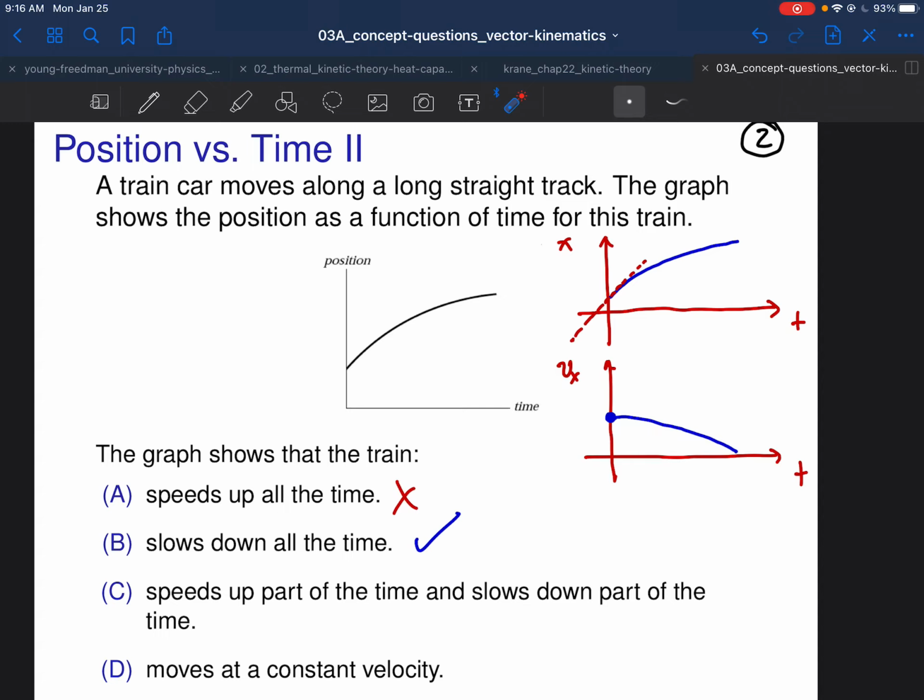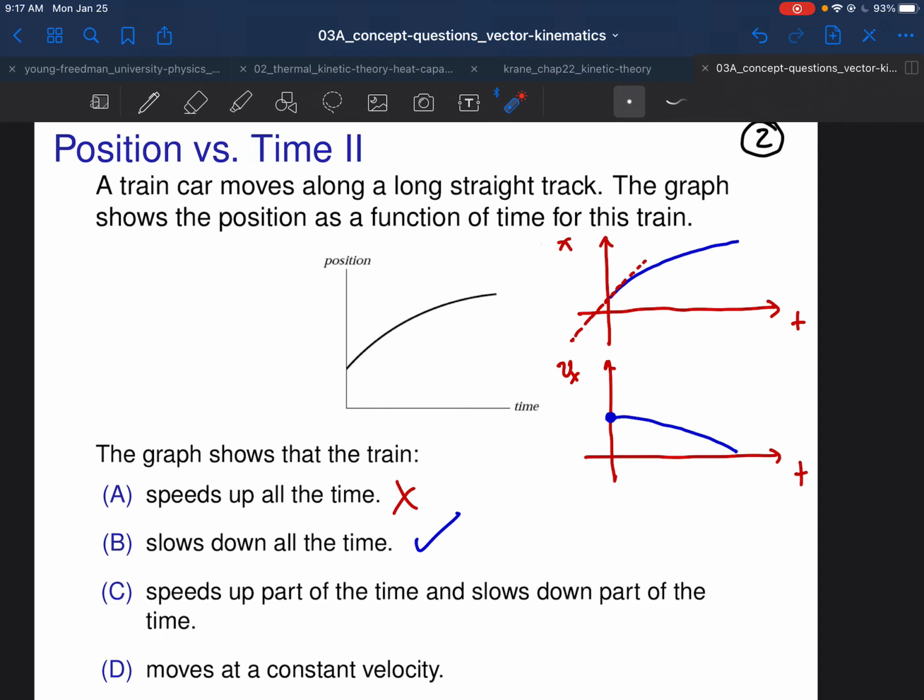Speeds up for part of the time, slows down for part of the time. We don't see any evidence of that. If it sped up and then slowed down, then you would see the graph getting larger and then smaller again, and that would require that you have, well, what would it require? It would require that you have a large slope in position versus time and then a small slope. Sorry, it would require that you go from, so speeding up means that you go from some value of velocity to a larger value of velocity, so some value of velocity to a larger slope in the position versus time, and then back to a smaller slope.